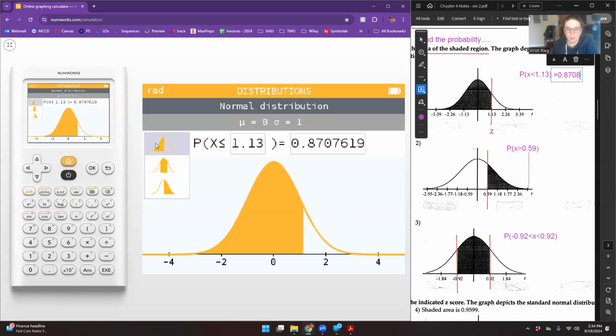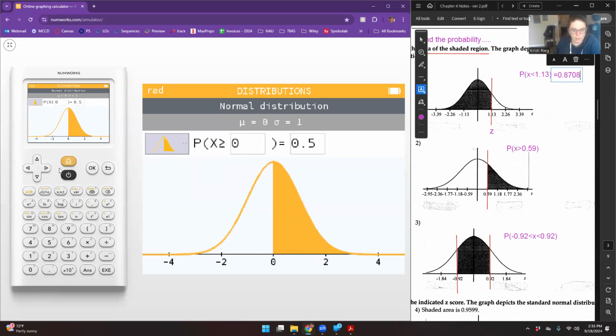So this would be like example 1 with the shading to the left. This bottom one would be like example 2 with the shading to the right. And this middle one would be like example 3, which is in between. So I'm on number 2. I'm going to go to this picture, which matches that picture. And you'll notice that the symbol changes to greater than or equal to. Perfect. So then I want greater than or equal to.